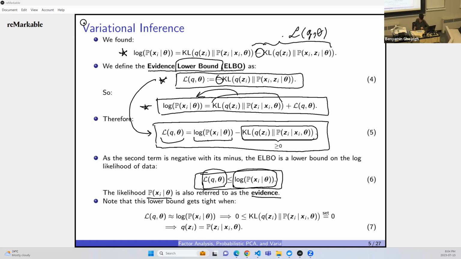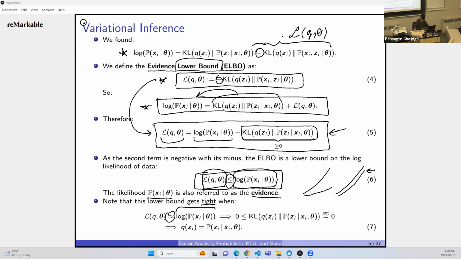This lower bound gets tight when, what do I mean by getting tight? Because this is a lower bound also, this is also a lower bound, but this is a better lower bound, right? So it gets tight when this is almost equal to the right-hand side, almost equal to this, right? When does this happen?